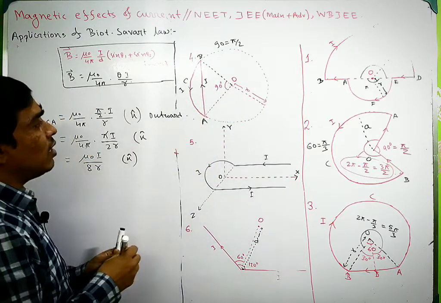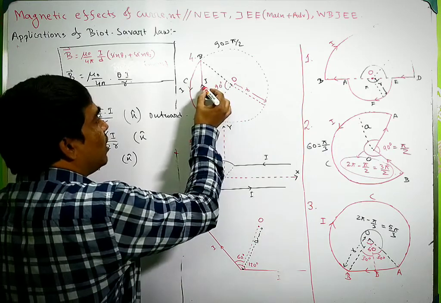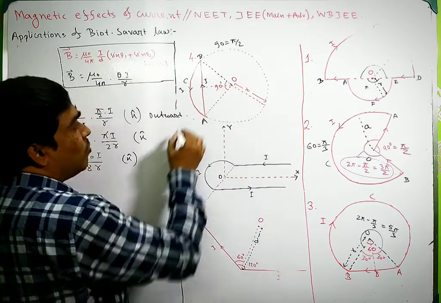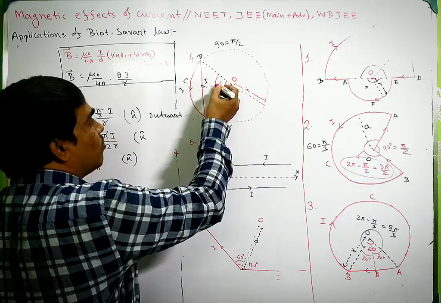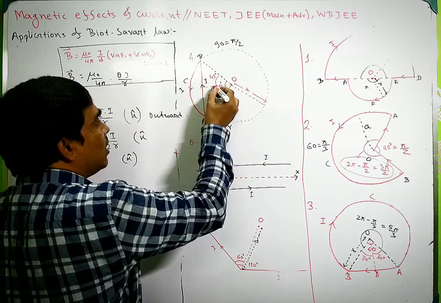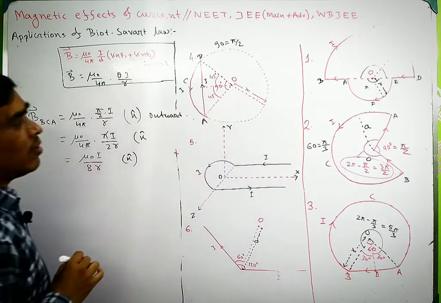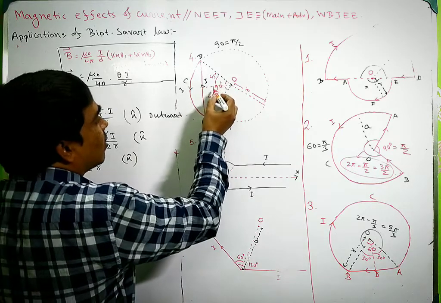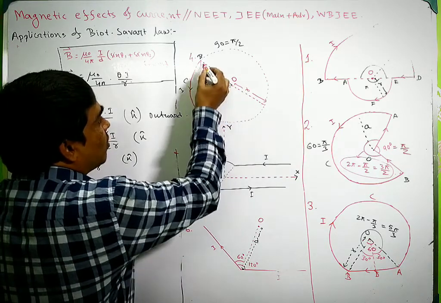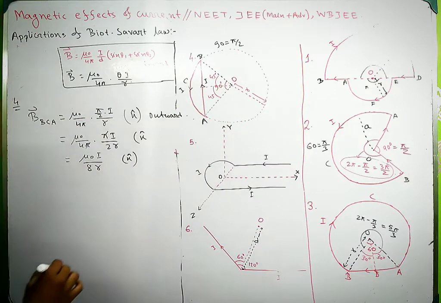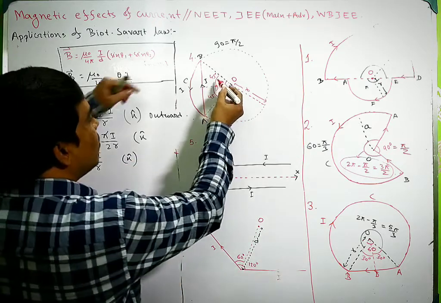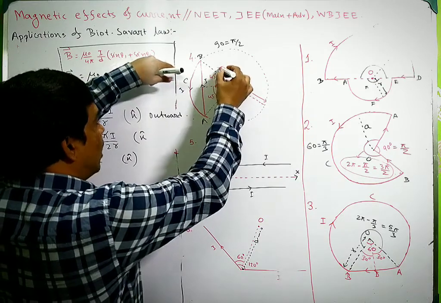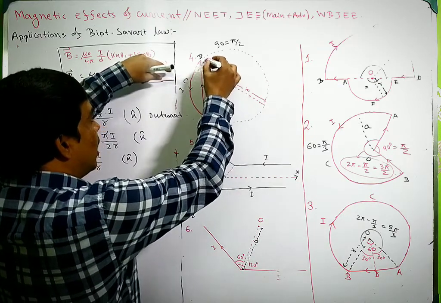What will be the magnetic field at O point? So you have to calculate the distance from this AB straight line. This is 90 degree, so this must be 45 degree. So what will be the distance from this current carrying wire? This distance can be calculated by using the equation sin 45 degree. Suppose this is R.